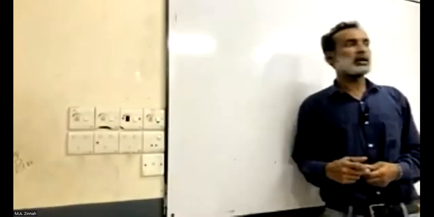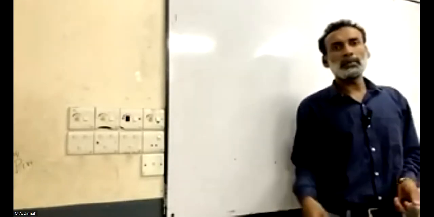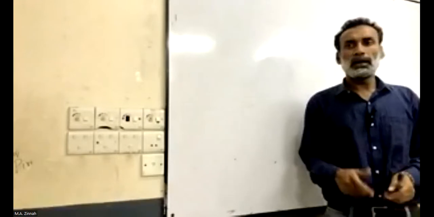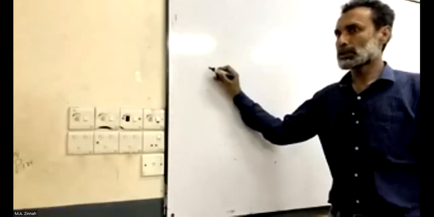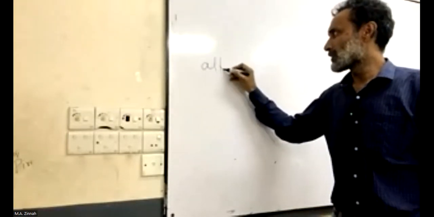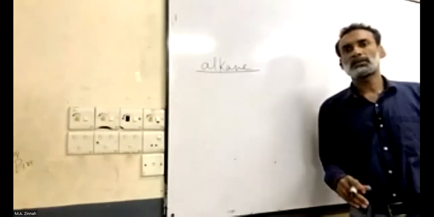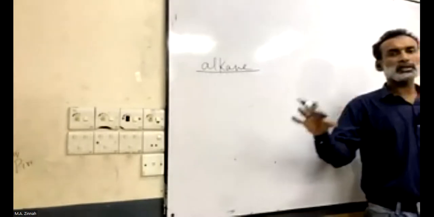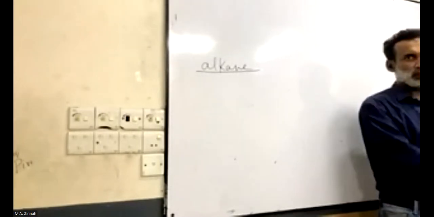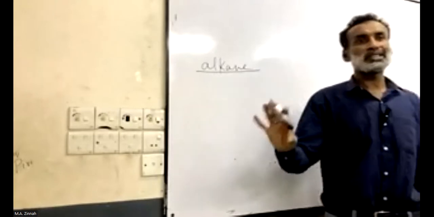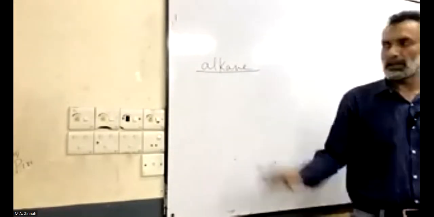This is where we start. The first homologous series, what's that? We say alkane. Alkane is our first homologous series. We got the introduction of all the homologous series together, and this is the first one. We'll study 4 homologous series in the next classes.